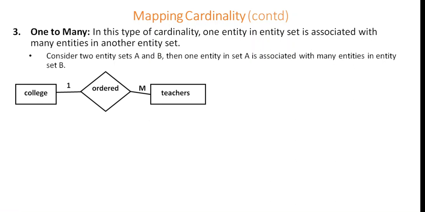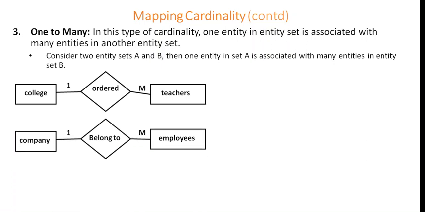one college is there and many teachers are there. Okay, so many teachers are working in a single college, or college is having many teachers. So one to many, one to M relationship is there. Then another example of mapping cardinality is company and employees. Okay, one company has many employees and many employees belong to one company. Okay, so here one and M is written.